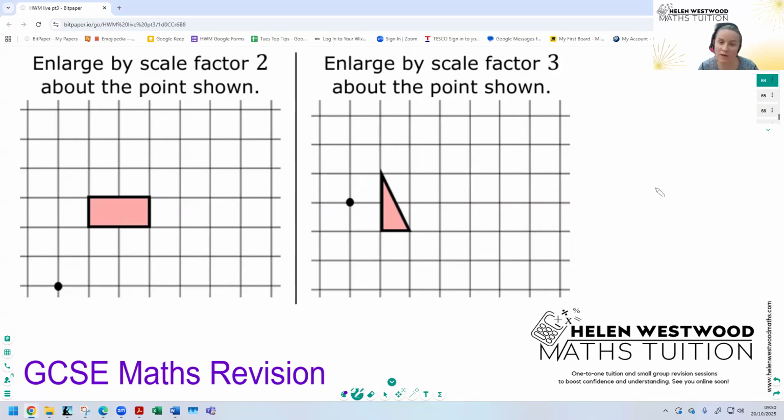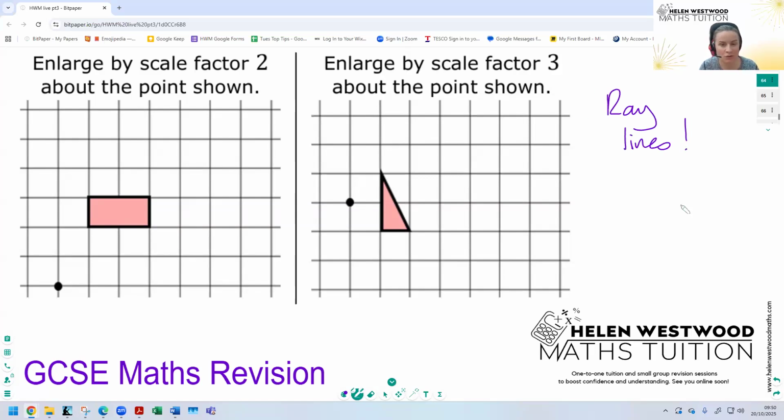Some examples of when we are enlarging a shape with a certain scale factor around a point or from a centre of enlargement. This is something that I've been working on quite a lot recently with my GCSE Maths success groups. So just doing some more examples just to demonstrate this, because sometimes people can find it tricky to work out where the corners need to be with the enlarged shape.